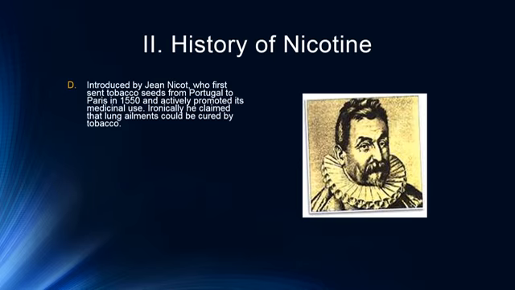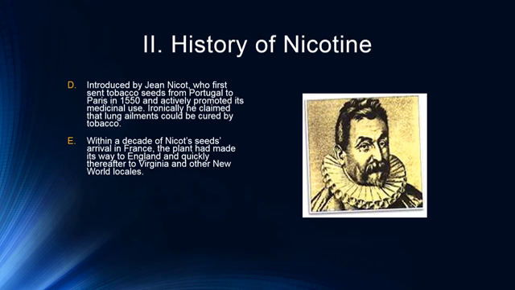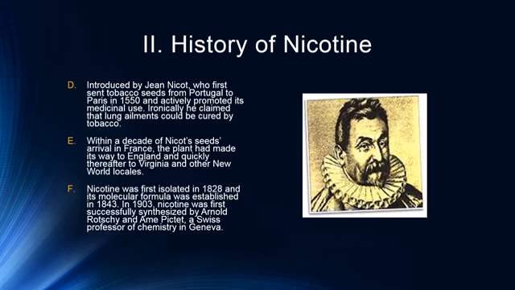It was introduced by Jean Nicot, who was first sent tobacco seeds from Portugal to Paris in 1550, and he actively promoted its medicinal use. Ironically, he claimed that lung ailments could be cured by tobacco. Within a decade of Nicot's seeds' arrival in France, the plant had made its way to England and quickly thereafter to Virginia and other New World locales. Nicotine was first isolated in 1828, and its molecular formula was established in 1843. In 1903, nicotine was first successfully synthesized by a Swiss professor of chemistry in Geneva.